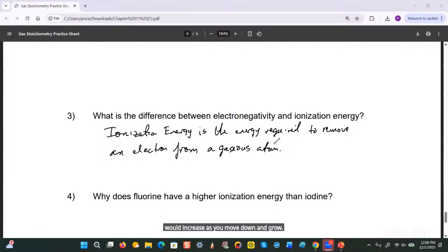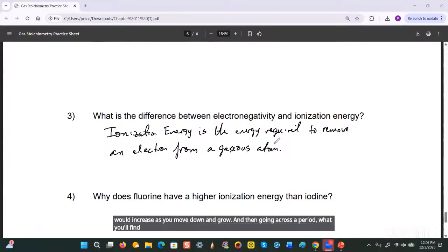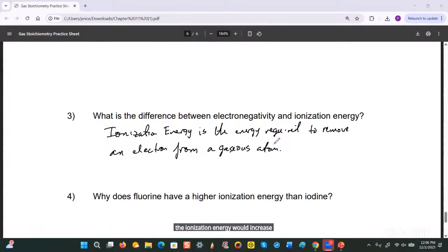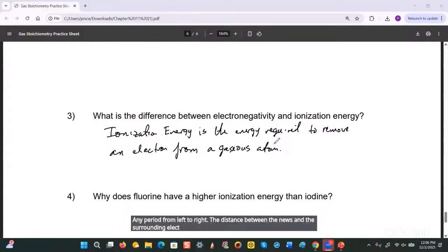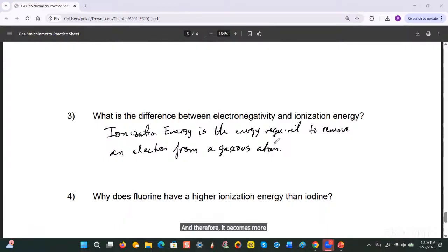And then going across a period, what you'll find is that generally speaking, the ionization energy will increase because the atomic size becomes smaller. As you go across any period from left to right, the distance between the nucleus and the surrounding electrons will decrease, and therefore it becomes more difficult to remove the valence electron because of the strong attraction. As a result, the ionization energy increases as you go from left to right of any period.